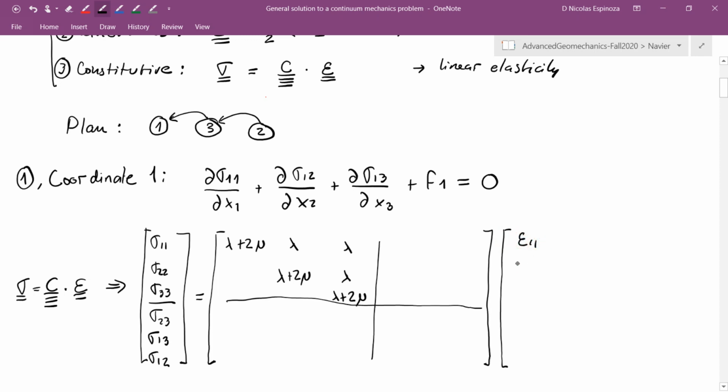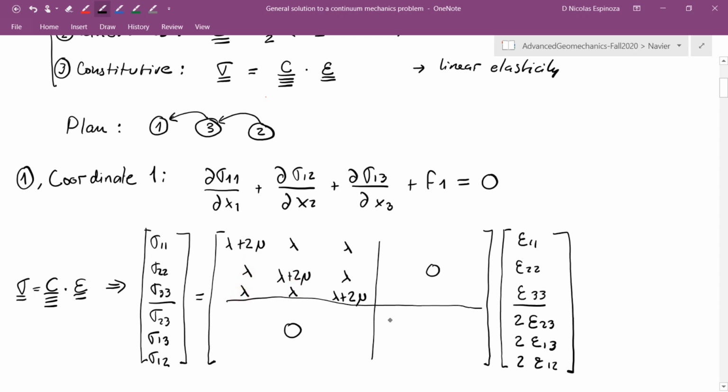All right, so let me complete this vector and the matrix, and we'll continue with the second step. Remember, these are going to be all zeros, and this is going to be symmetric. And here I'm just going to have mu 0 0 mu 0 mu.